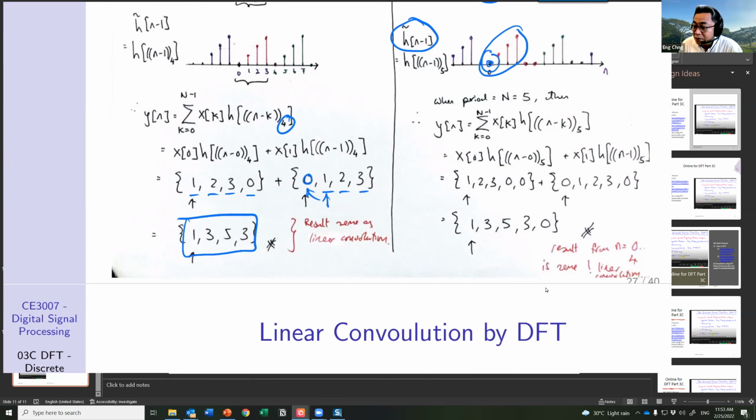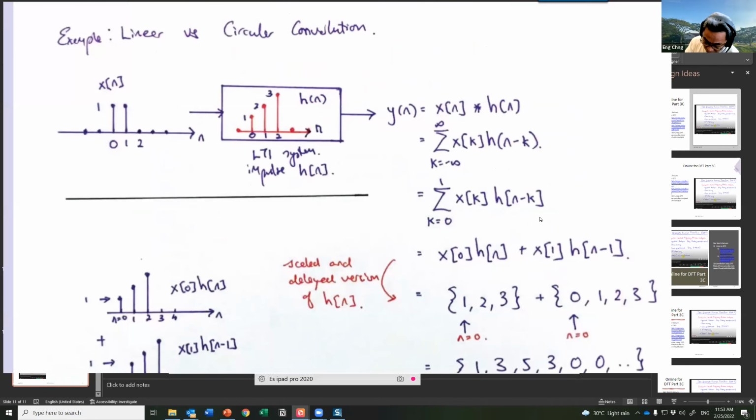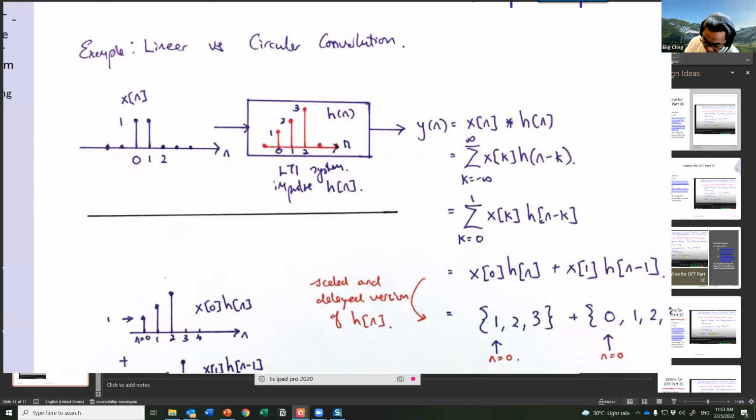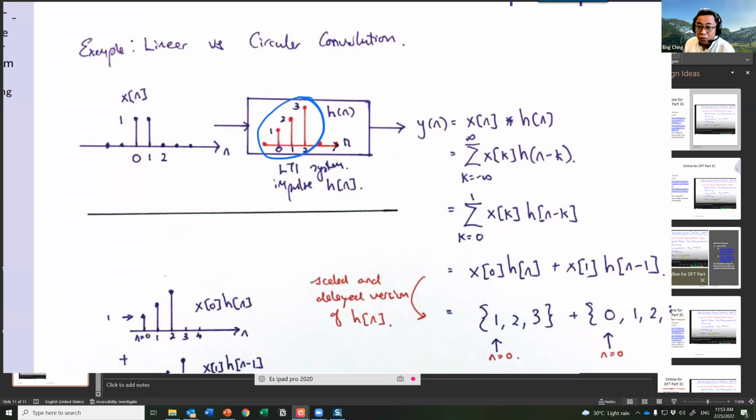I'll pause now for questions. So I'll repeat the explanation slowly. So I have an impulse response 1, 2, 3. Can we also say that the impulse response can be 1, 2, 3 followed by many zeros? This is equivalent, right? Whether I say the impulse response is 1, 2, 3 or 1, 2, 3 followed by zeros, I should write it like this.